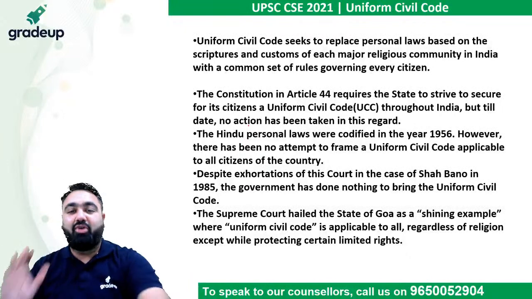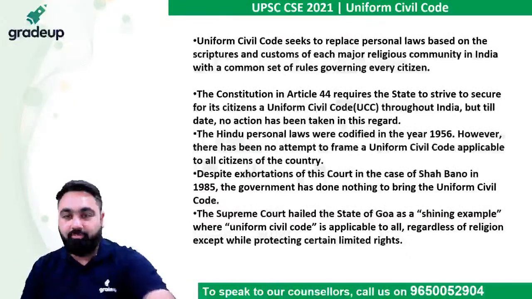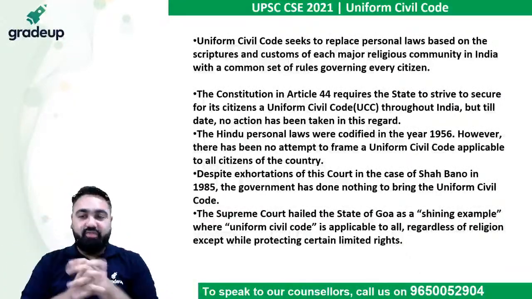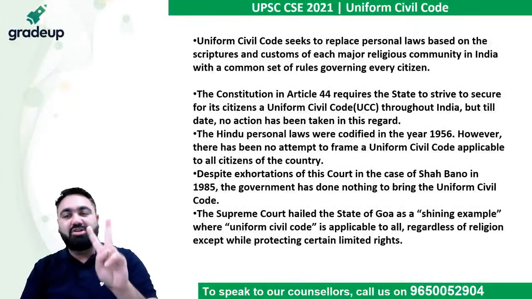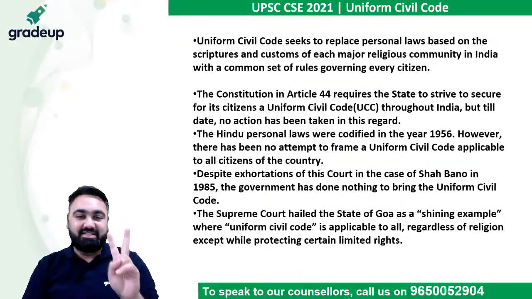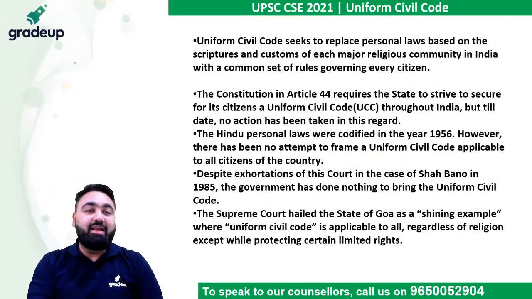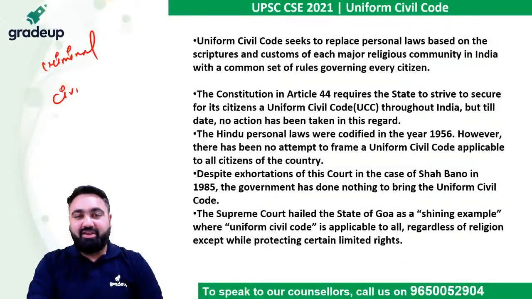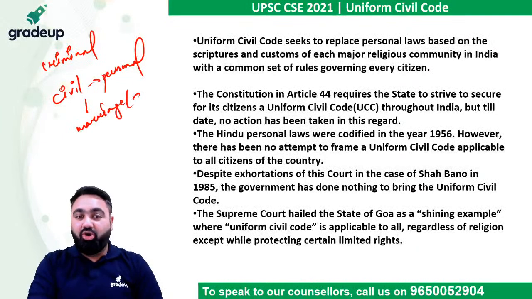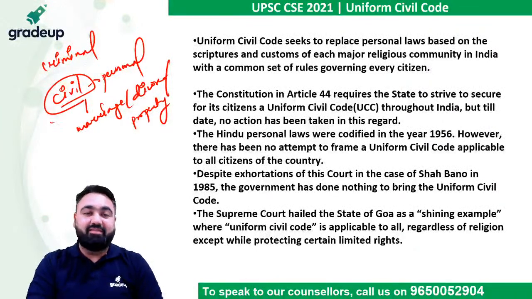Let's first start with what exactly is the Uniform Civil Code. Now, if you look at the laws of the country, there are mainly two types of laws that you see in the country's system. One, there are criminal laws. The other types of laws are civil laws. Civil laws basically are personal laws. Civil laws include, for example, laws about marriage, laws about divorce, laws about inheritance of property. Those are the kind of things which come under civil laws.